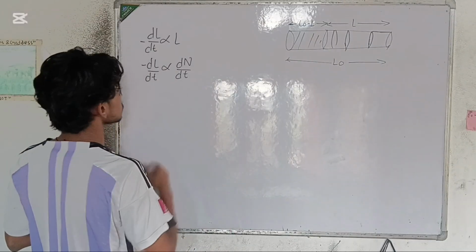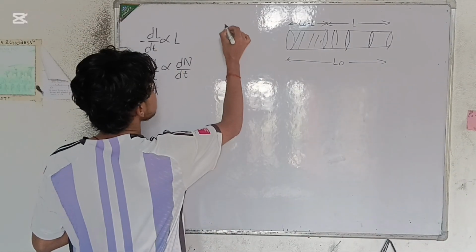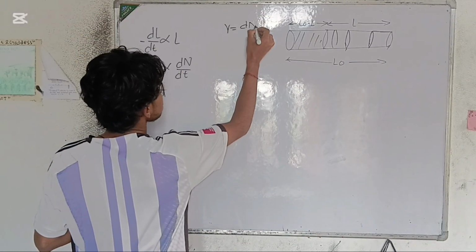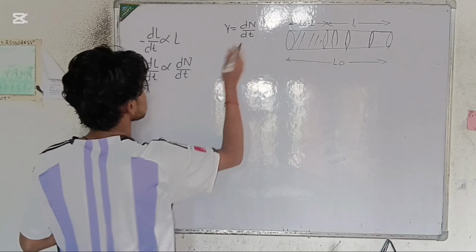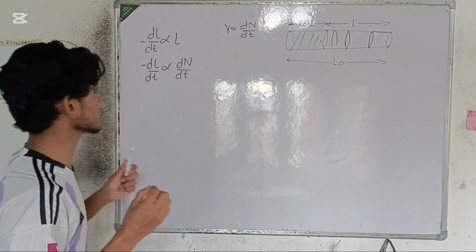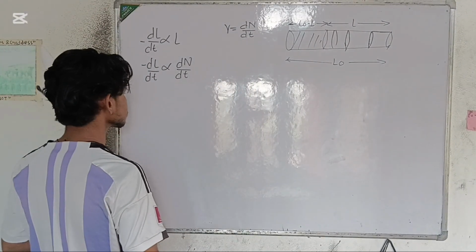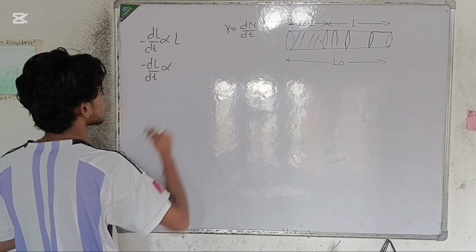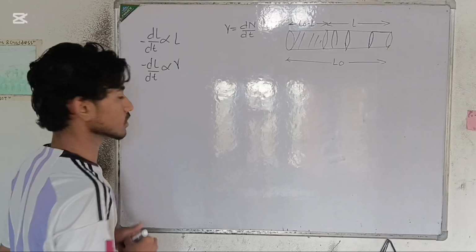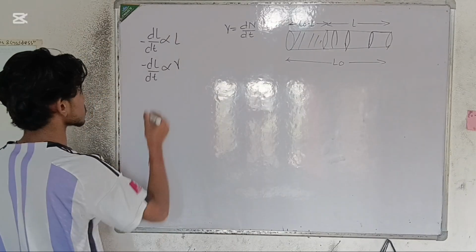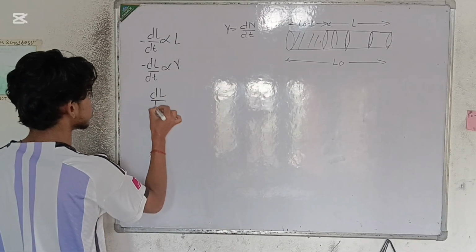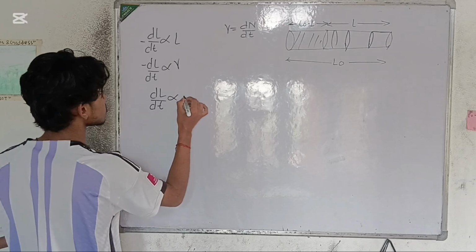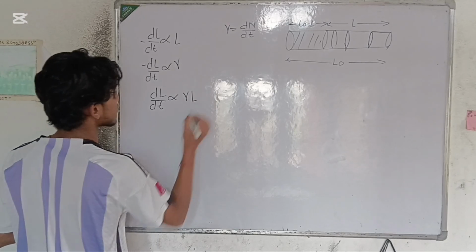So let us assume R is the number of puffs per unit time. It is going to be our number of puffs per unit time, so we can write it as small r. Now combining these two equations, we get dL/dt is directly proportional to rL.